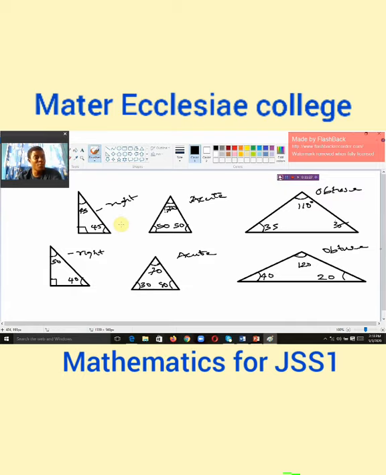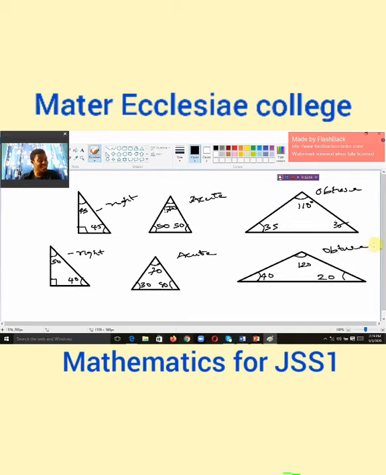And so this triangle here is an isosceles triangle, but it's right angle. This is a scalene triangle, but it's also right angle. This is an acute triangle, but the first one is also an isosceles triangle. This acute triangle here, the one below, is acute, but it's also a scalene triangle. This obtuse triangle here is obtuse, but it's an isosceles triangle. This obtuse triangle is obtuse, but it's a scalene triangle.